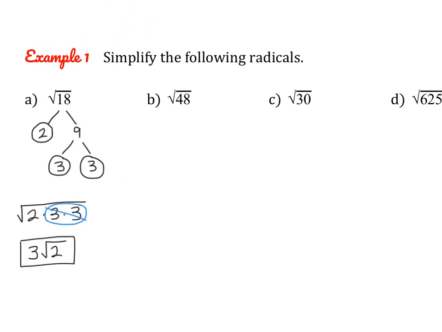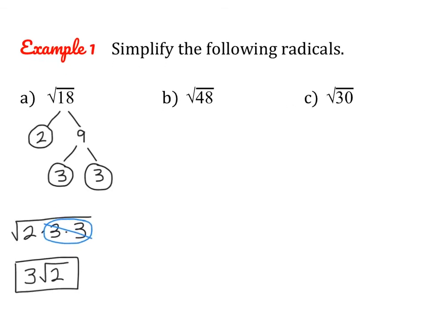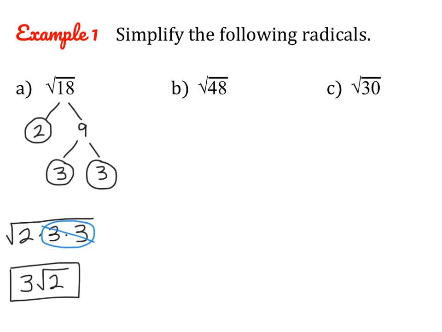Okay, let's try this next one. Here we have the square root of 48. I'm going to start by doing a factor tree. Again, you can start with whatever two factors you want. Maybe you know that 48 is 4 times 12. Now, neither of those are prime, so I'm going to factor more. Well, I know 4 is 2 times 2. Those are prime numbers, so I circle them so I know that I'm done.